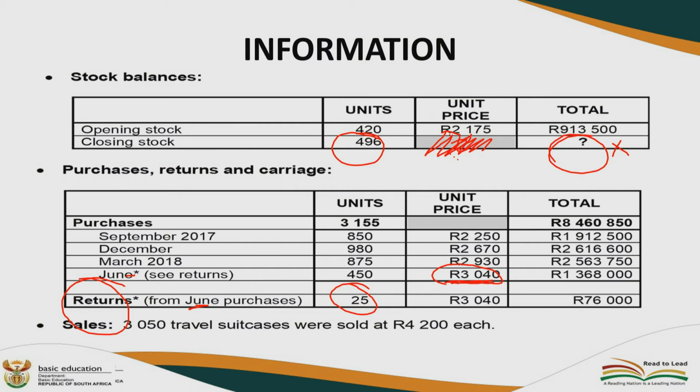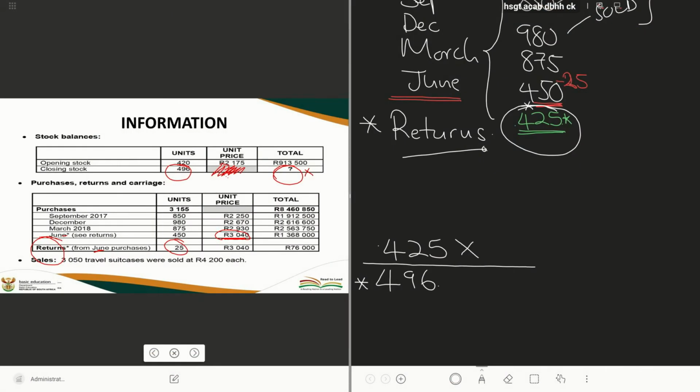And what is the June unit price? 3,040. So you're coming here and now you're saying 425 units multiplied by your 3,040. Now, grab your calculator. You are now saying 425 multiplied by 3,040. You get 1,292,000.